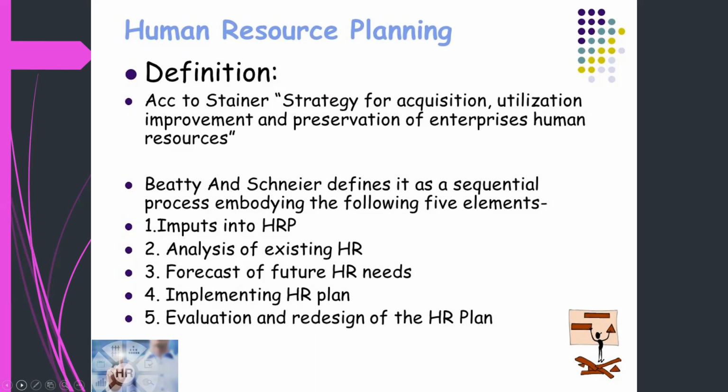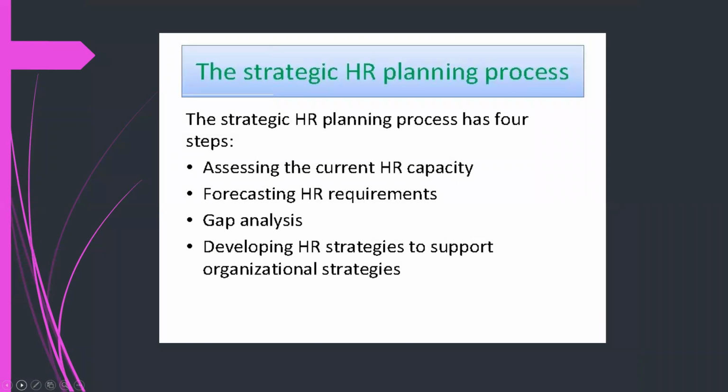Strategic human resource planning involves certain elements, which are five. The first element is inputs into human resource planning, then analysis of existing human resource requirements, forecasting of future human resource needs, implementing the plans, and evaluation and design or redesign of the human resource plan. So let's get started to understand the strategic human resource planning process.